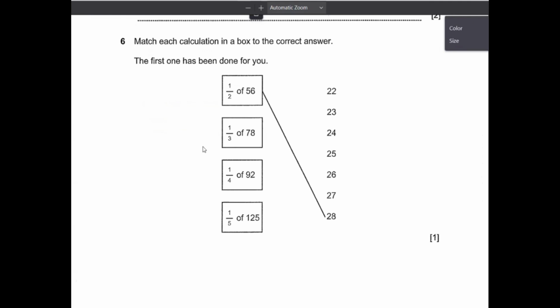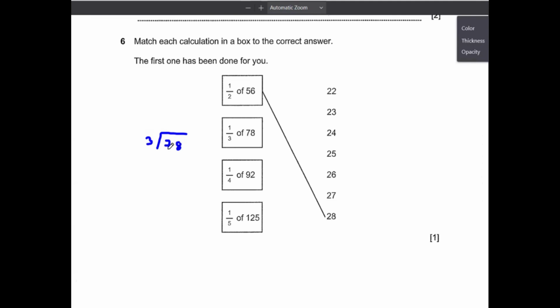Then we need a third of 78. When I'd like to find a third of 78, that means we divide 78 by 3. You can do long division if you cannot do it mentally. So divide 78 by 3. The answer is 26.